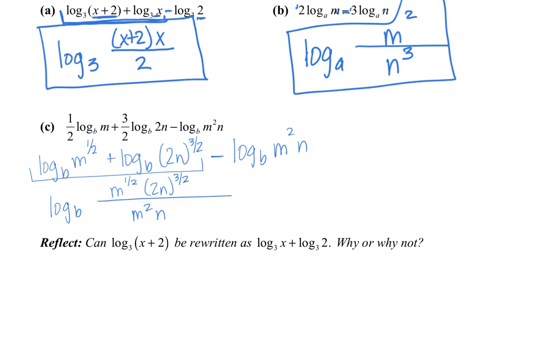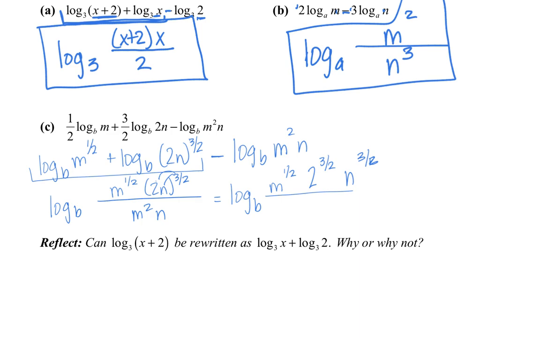So now I'm going to distribute this 3/2 to the 2 and the n. I'm going to make this a little bit shorter here so I can use some space. So we've got log base b, m to the 1/2, 2 to the 3/2, n to the 3/2. Oops. I just distributed the exponent to both pieces.